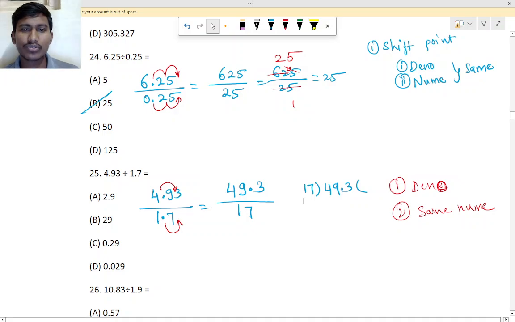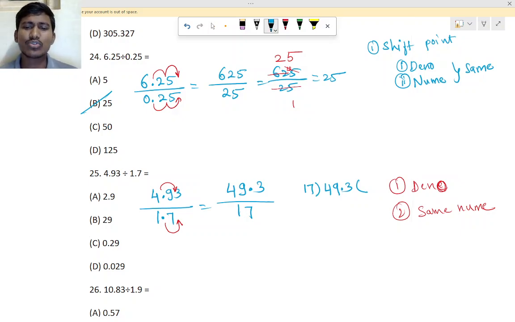So see here. In this 24th question, we shifted how many times? How many decimal places are there in the denominator? Below the denominator, 2. So we have to shift 2 times. In the 25th question, how many decimal places are there in the denominator? 1. So one time you have to shift. So however many decimal places the denominator has, that many times. Understand? Then you divide it easily.